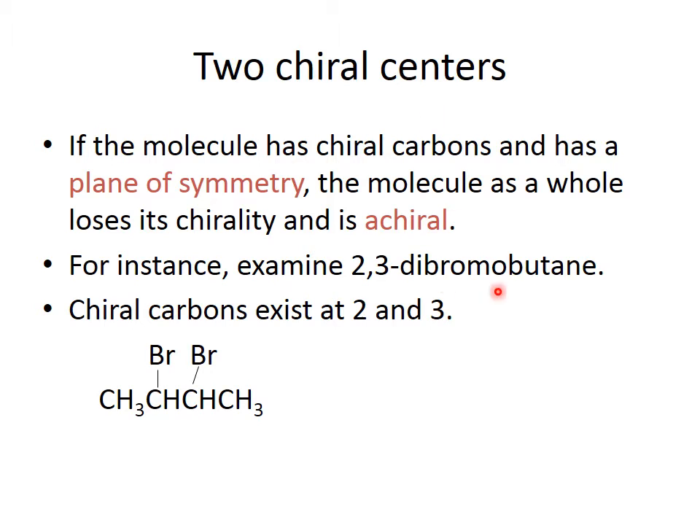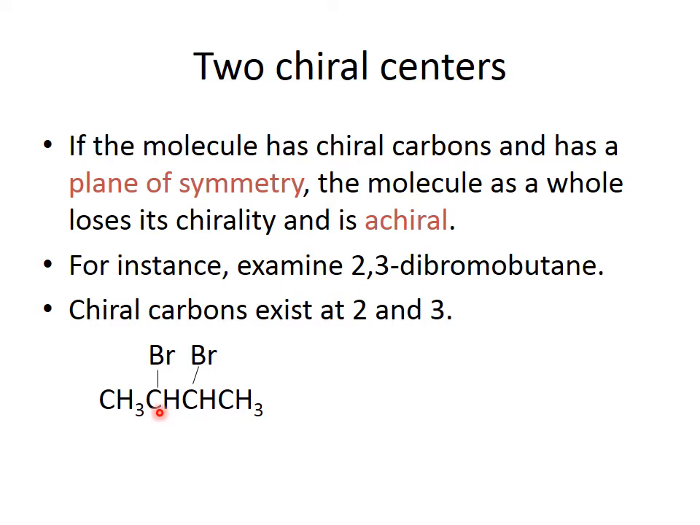So let's go ahead and look at two chiral carbons in a molecule that has a plane of symmetry. If I have a compound, let's look down here at this one. It has two chiral carbons, 4 different groups on each carbon. So this is a chiral carbon and this is a chiral carbon.